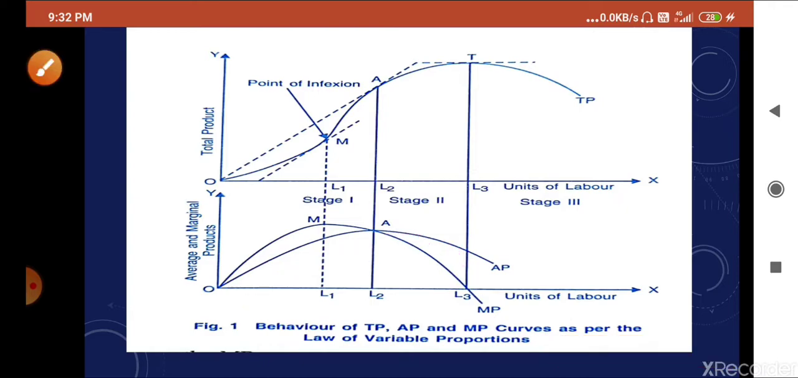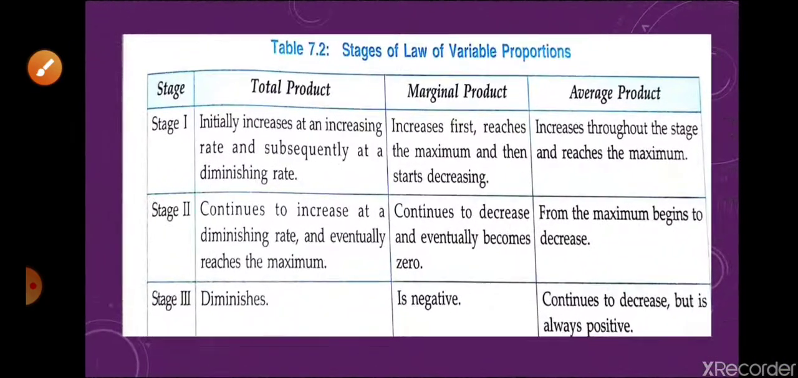So I hope you understood this one. Now we are going to discuss this TP, MP and AP, stage 1, stage 2, stage 3. We have already discussed it with the help of the table. Again we are revising that TP initially increases at an increasing rate and subsequently at a diminishing rate. TP was increasing in the first stage at an increasing rate, in the second stage it was increasing at a diminishing rate, and in the third stage it starts declining. I hope this is clear.